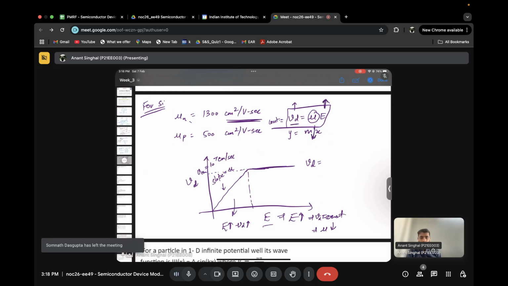That is what I am saying: as we increase the temperature, there will be more scattering, the collisions would be more and the mobility would decrease. Hence, we have VD as constant because mobility is decreasing and electric field is increasing. So this is applicable for this region, and in this region, as the electric field is increasing, the VD is increasing because here the mobility is constant. Is this clear to everyone?